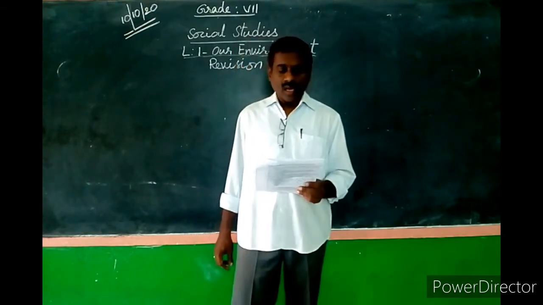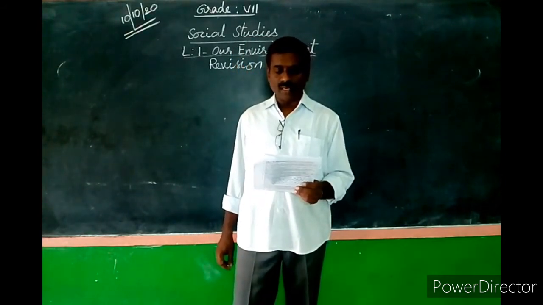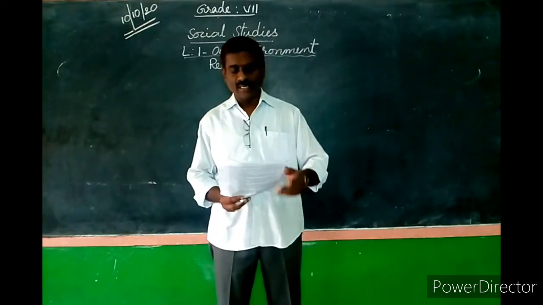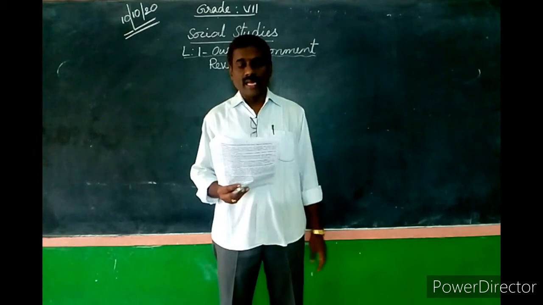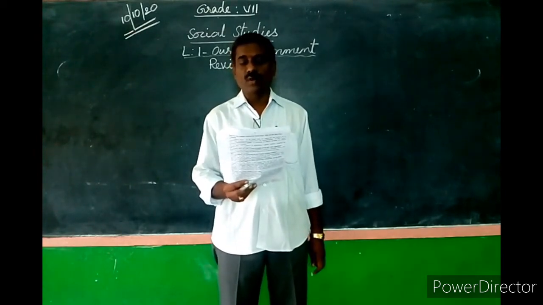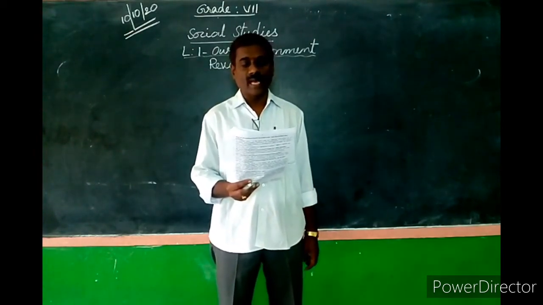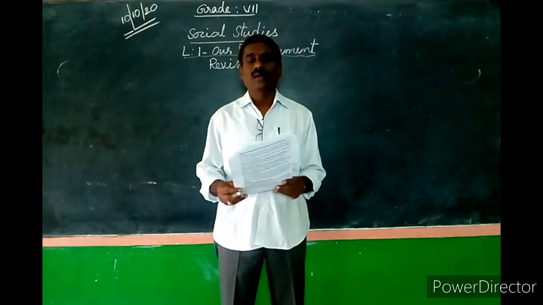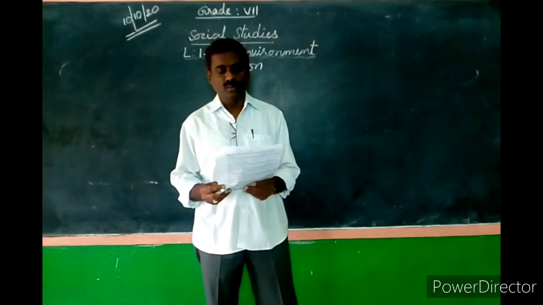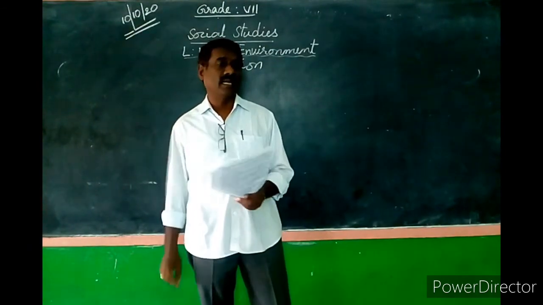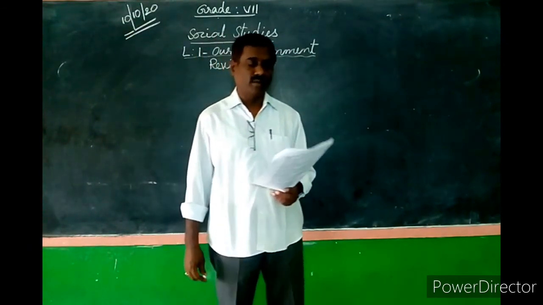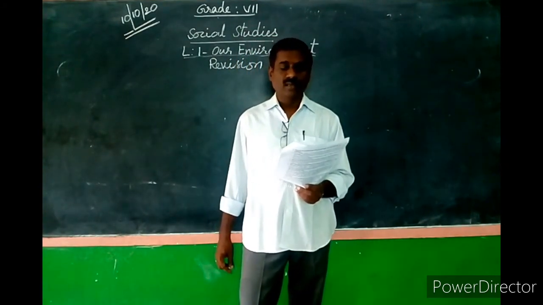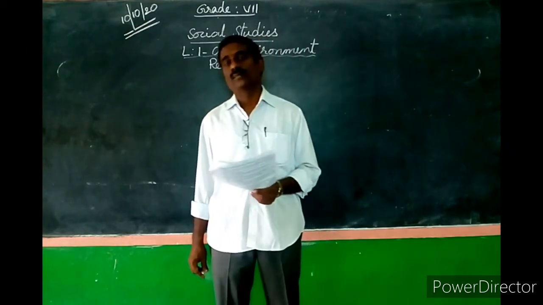Next question. How can the natural environment be managed properly? The natural environment can be managed properly by maintaining a perfect balance between nature and the human environment. Okay, what can be managed properly? The natural environment. By whom? By human beings, maintaining a perfect balance between the natural and human environment.